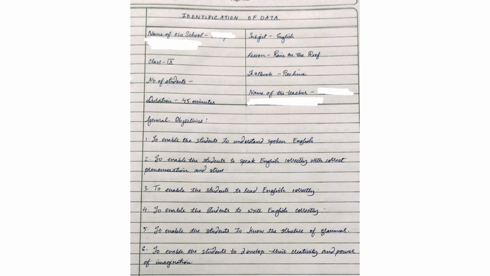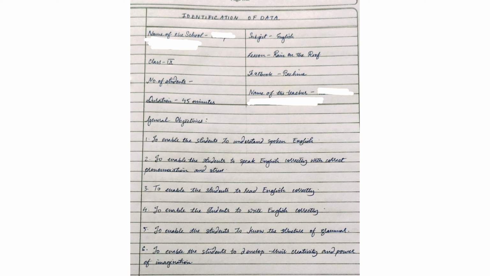So the first part begins with the identification of data. Here you have to write the name of your school, name of the subject, class, lesson, textbook, number of students, the duration of the class, and your own name in place of name of the student teacher, or you can just write name of the teacher. And after this comes the general objectives.